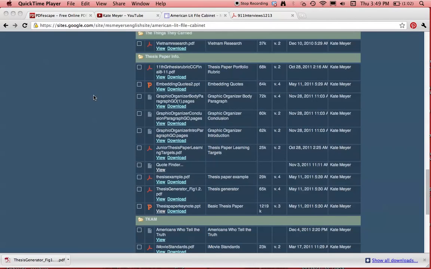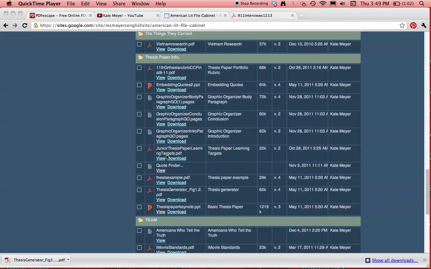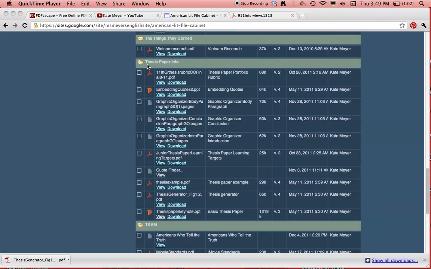We're going to look at the thesis generator and go through that process as a way to generate your thesis statement. You will find this in the file cabinet under thesis paper info, and it is the thesis generator. So you'll see all the titles of everything go right down the middle here. And you can view it and you can download it right here.